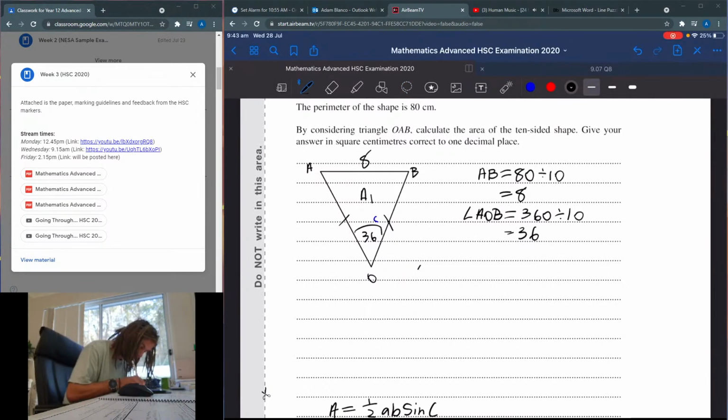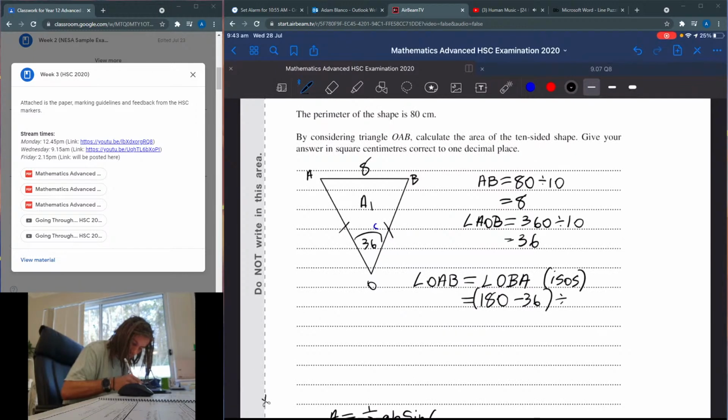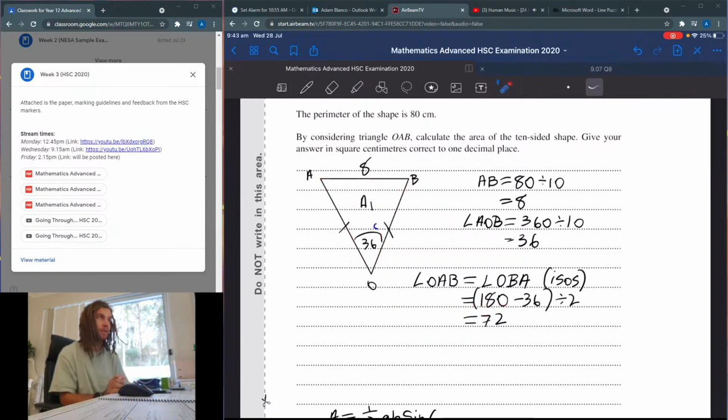So angle OAB is equal to angle OBA. So I've just said that that is equal to that because of isosceles, which is equal to, the whole thing has to add up to 180. So equal to 180 minus 36, that'll give me the total. And then I halve it. That's going to equal 72. So that tells me that this is 72 and this is 72. And I just verify that by adding these three and making sure they're equal to 180. So there was a lot involved in that.